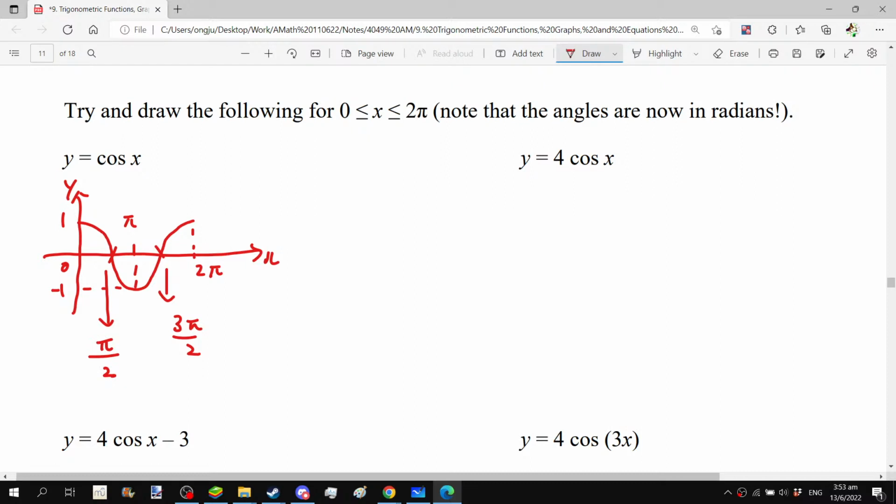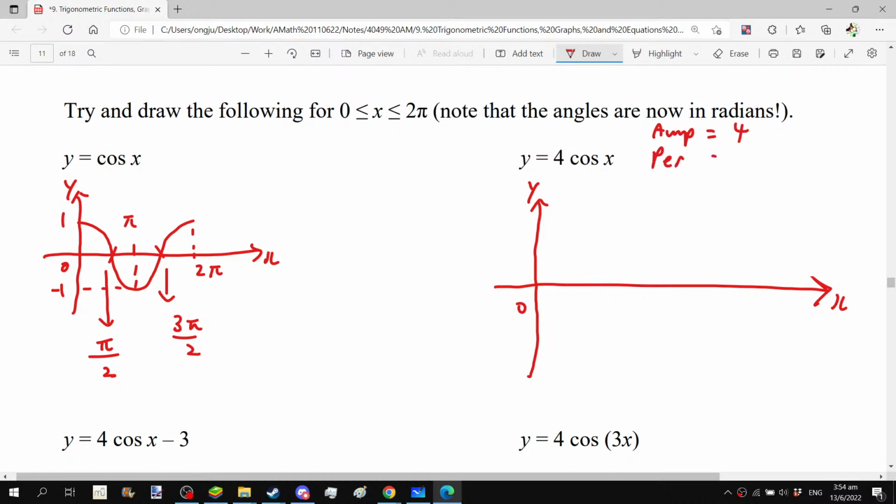Right, pretty straightforward. For the second one, however, this is a little more interesting. This time around we have 4 cosine x. In other words, our amplitude is 4, our period is still 360 degrees. So what happens is, you need to imagine your cosine graph, but now it is taller. And because your amplitude is 4, not only will you reach a maximum of 4, but you'll also reach a minimum of -4.